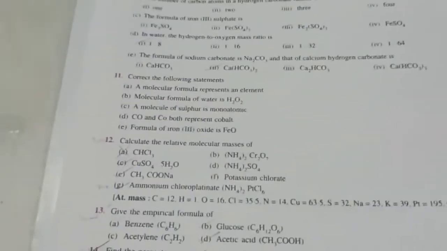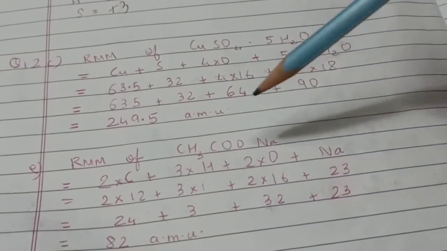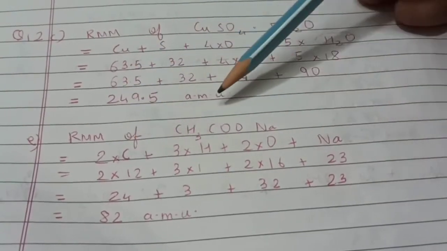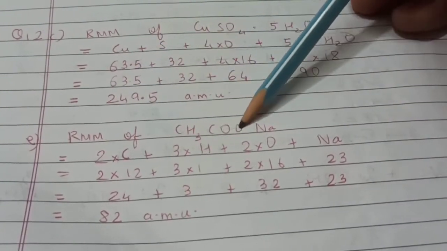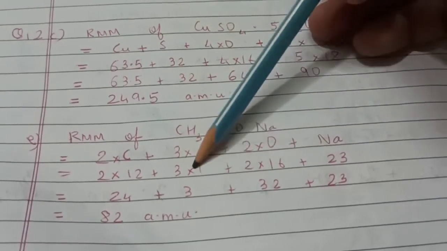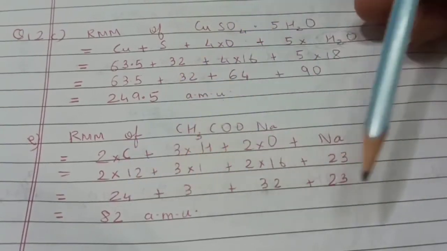Similarly, let's do the E question. That's actually sodium acetate. So here, again, relative molecular mass or molecular weight of sodium acetate is 2 atoms of carbon, 3 atoms of hydrogen, 2 atoms of oxygen, and 1 atom of sodium. The respective atomic weights have to be substituted, the answers have to be added, and that's your final answer in AMU.